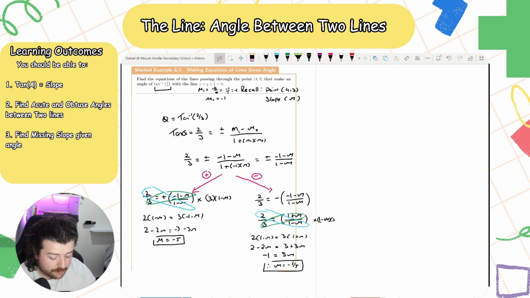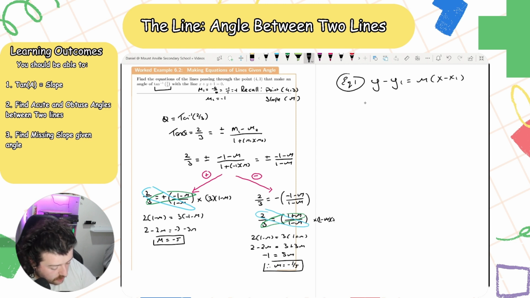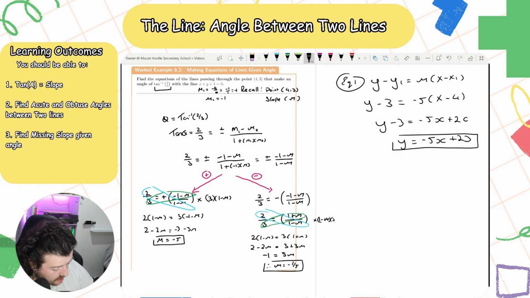So I'm nearly there. I found my two possible slopes, but it's asked me now to find the equations of my two possible lines. So I have my slope, and remember, it passes through the point (4,3). So equation 1 is y minus y1 equals m times x minus x1. So y minus 3 equals minus 5 times x minus 4. y minus 3 is equal to minus 5x plus 20. y is equal to minus 5x plus 23. There is my first equation of a line.